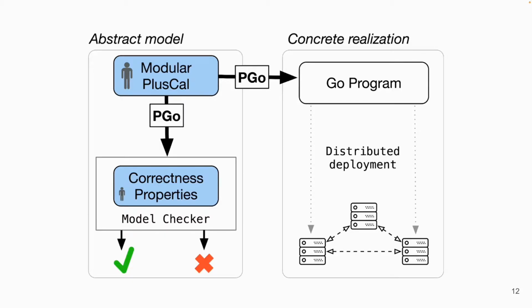We can see that this diagram actually has two paths. The left path focuses on verification, actually verifying an MPCal model, and the right path goes to implementation, getting a concrete implementation from an abstract MPCal model.